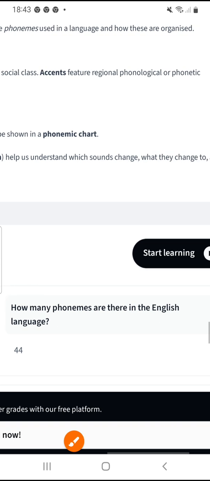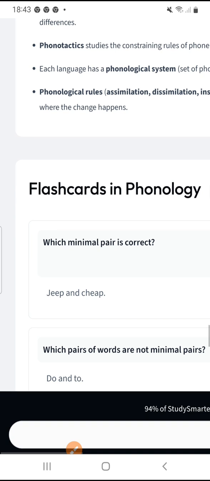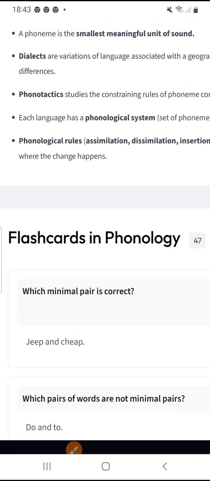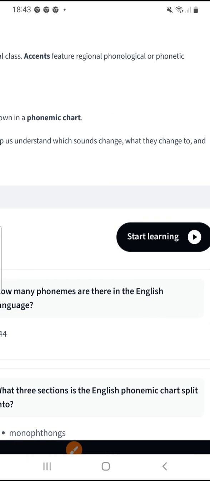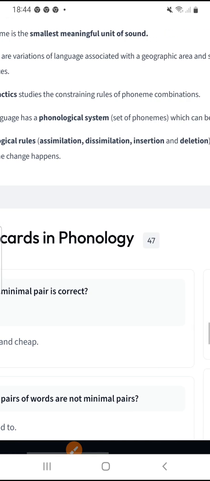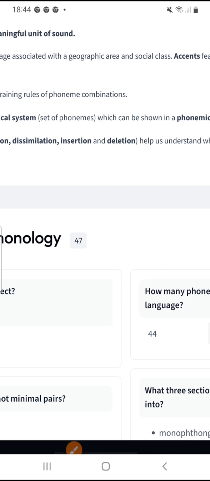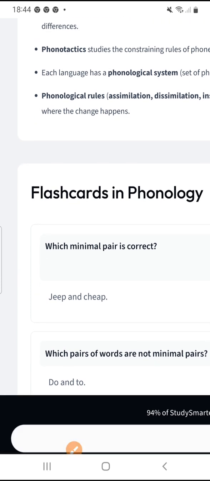Now, accent features regional phonological or phonetic differences. For example, the Indori tone is different, the Ujjain tone is different. So that is accent, right? Accents feature regional phonological or phonetic differences. That is why the mother tongue affects this, and dialects are variations of language associated with a geographical area and social class. So with different social class and area, different languages are there.